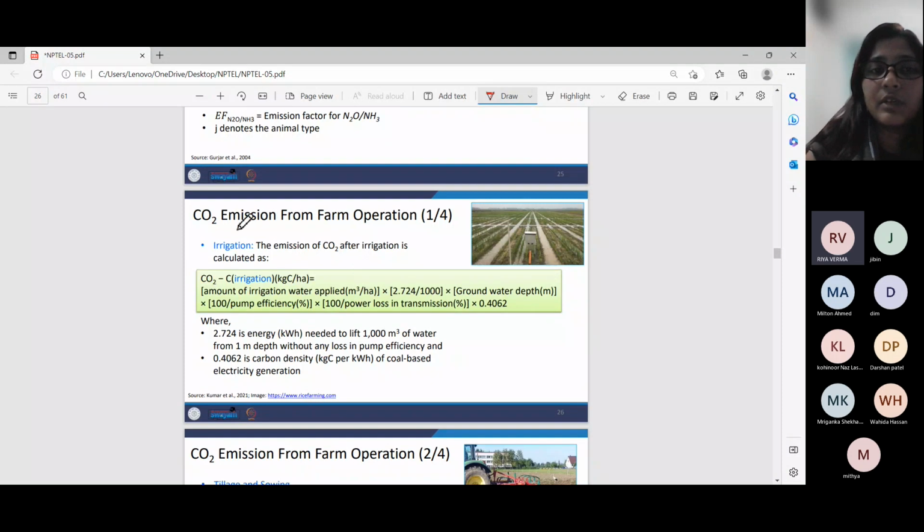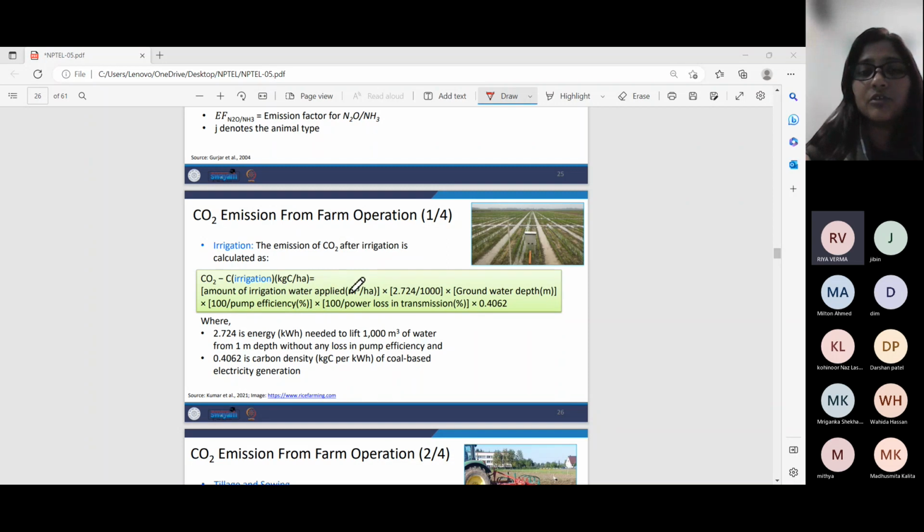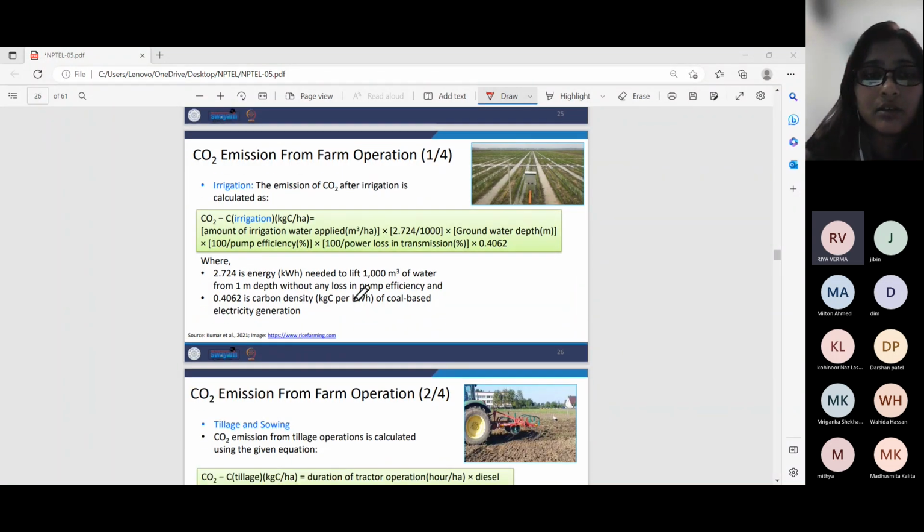Then your emissions from irrigation. The emission of CO2 after irrigation, CO2-C irrigation in kilograms, is calculated as the amount of irrigation water applied multiplied by 2.724, which is the energy in kilowatt hours needed to lift 1000 meter cube of water from 1 meter depth without any loss in pump efficiency. I don't think that much is needed.